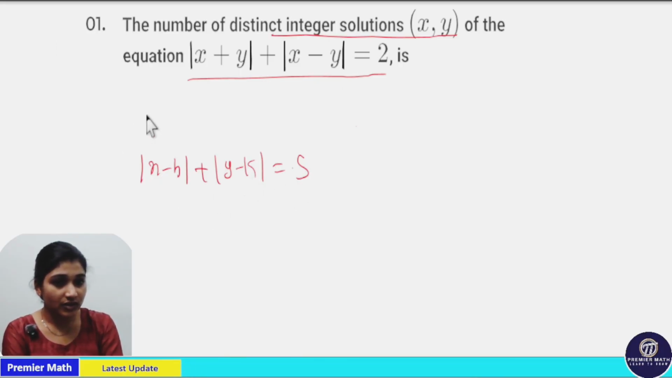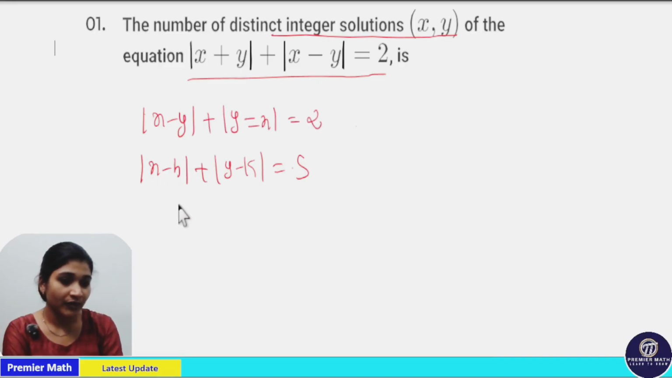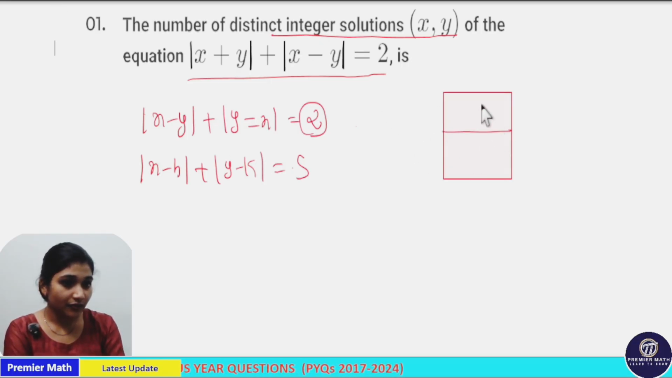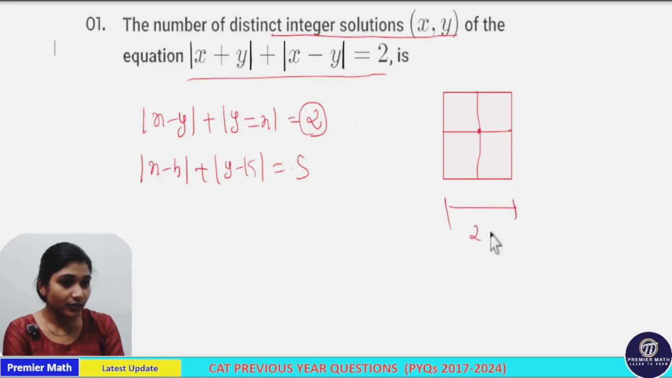Now if you look at this, here I can write it as |x - y| + |y - x| = 2. Now here 2 is the side length of the square, which means if (0, 0) is the center of the square, then the side is equal to 2.